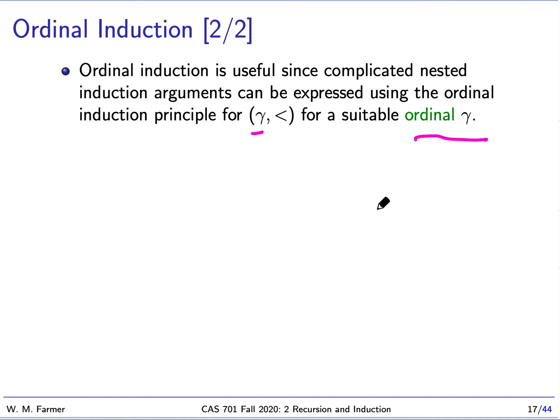Now, there are two important points to mention here. So imagine we have some kind of very difficult proof where we have induction, and within that induction we have another induction, and maybe within that induction we have another induction. So we have complicated nested induction arguments. These are very easy to get confused with. We can straighten things out quite a bit if we convert it to an ordinal induction principle. The thing is, we have to figure out the right ordinal to use.